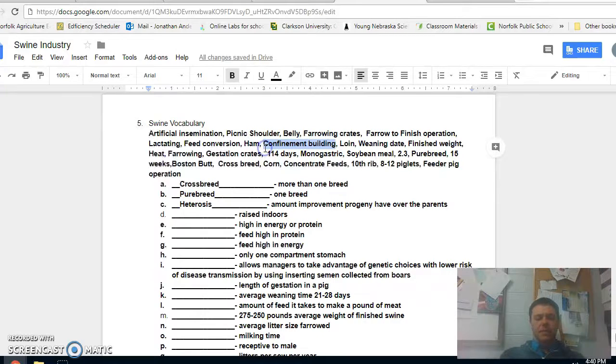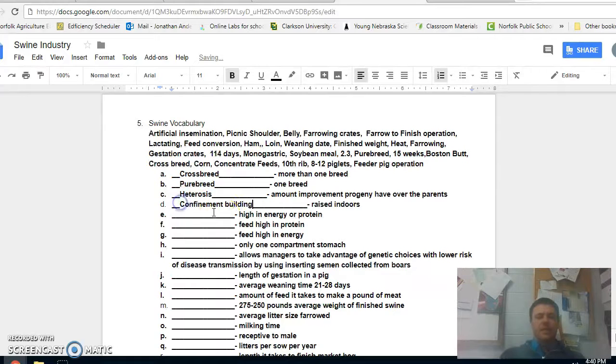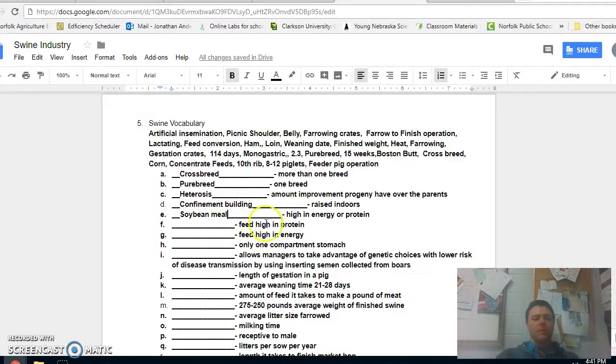All of these pigs that are crossbred or purebred in commercial settings are raised in confinement buildings. What that confinement building means is that they are inside. They are indoors for their whole entire time, and they're getting fed a high energy feed called soybean meal. So soybean meal is a high energy feed that you take the oil out of and you leave the protein left in the soybean, and you feed them that.